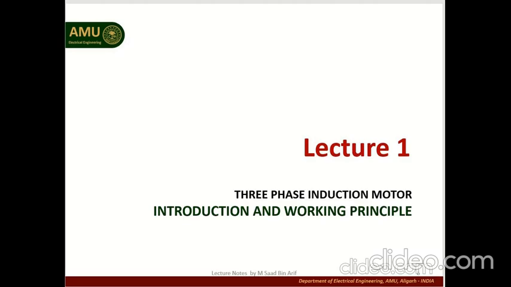In this lecture, we will discuss three-phase induction motor, that is, the introduction of three-phase induction motor and the working principle of three-phase induction motor. Before discussing the introduction of a three-phase induction motor, first we will see where the induction motor stands in the hierarchy of electrical machines.